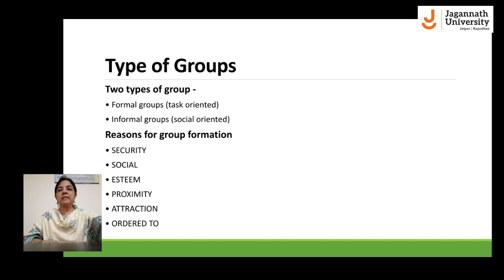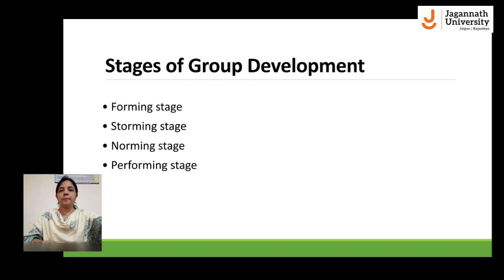There are different reasons why people form groups or become part of a group, and basically those reasons are security reasons, social reasons, esteem needs, proximity to others, attraction, and they are ordered to, maybe in the organization they are pushed to become a member of the group. Then there are different stages of group development. Primarily there are 4 stages, and if the group has to be dissolved, then there is a 5th stage of adjourning also.